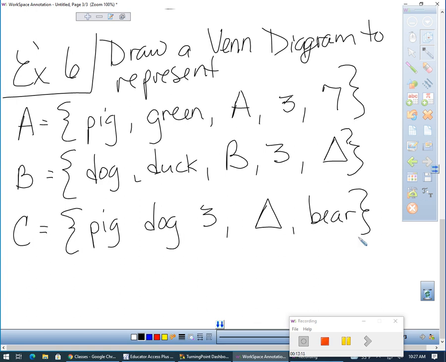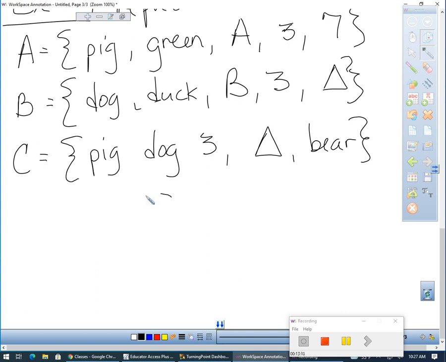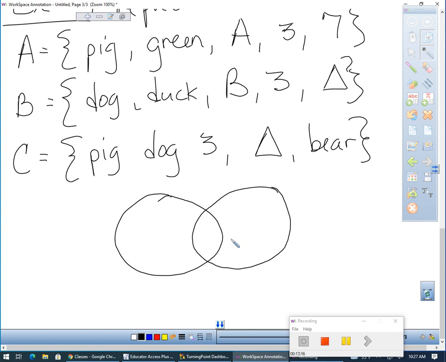Yes? Nope, this is it. All right, so I'm going to do 2 circles intersecting on top, and then 1 circle on the bottom. So on the left, this is set A, on the right is set B, and on the bottom is set C. First thing I need is the very middle. What is in all 3 sets? The 3, I agree. So I'm going to put a 3 right here in the middle. So that means that I've taken care of 3 in all of them.